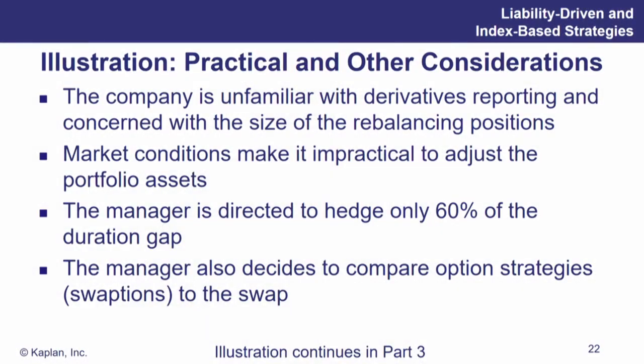They go on to the practical issues. The company's not really familiar with this kind of stuff. They're nervous about the size of the derivative positions. It's not practical to buy or sell the assets to change BPVs. It's too expensive. They decide to tell the manager, look, let's compromise. Let's only fix 60% of the duration gap. And let's also look at some option type strategies to do that. Well, we're going to take a breather and we will continue that in the next module.